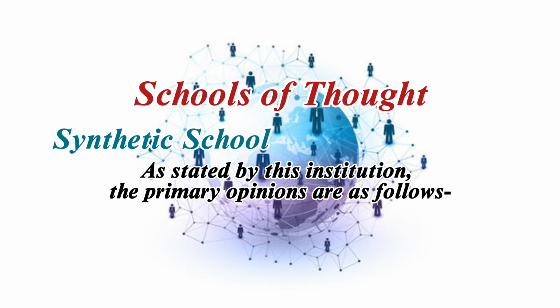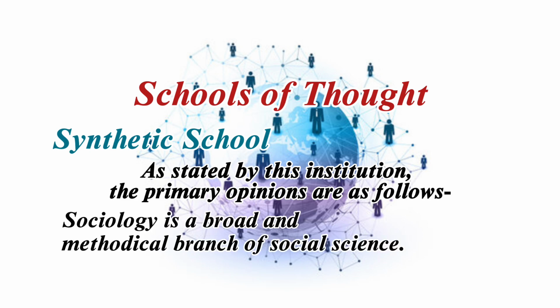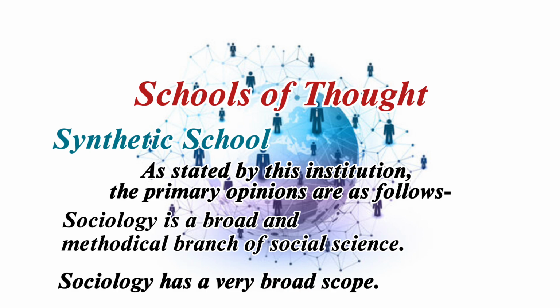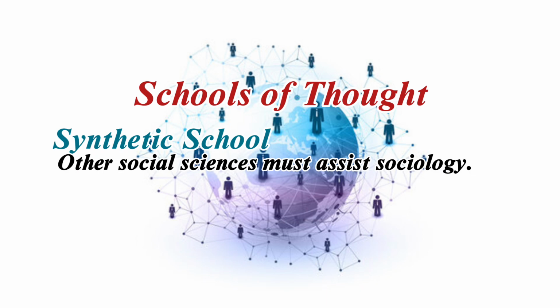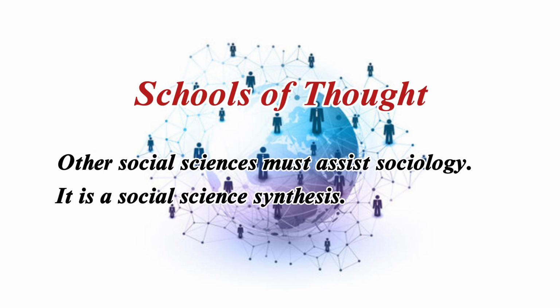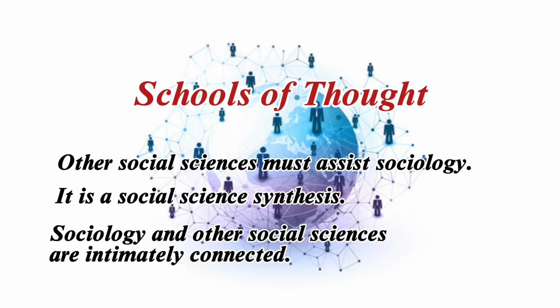The primary opinions are as follows. Sociology is a broad and methodical branch of social science. Sociology has a very broad scope. Other social sciences must assist sociology. It is a social science synthesis. Sociology and other social sciences are intimately connected.